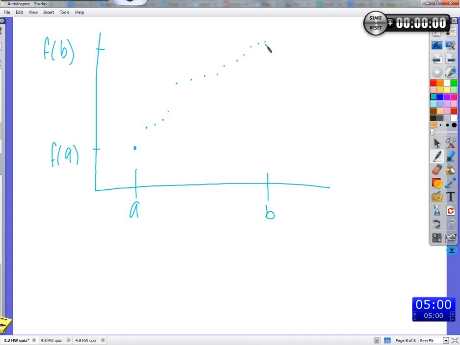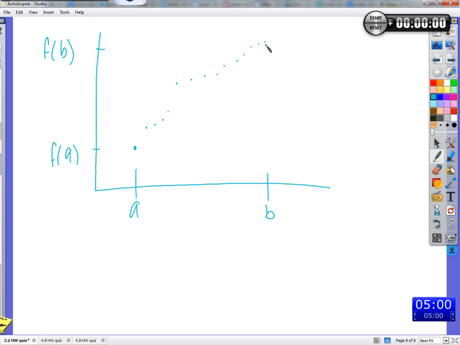Now, without calculus, we wouldn't really have a way to talk about this in terms other than the one we just said, okay? But Julia just put it for us. If it is going up every time it goes right, then we can say with calculus, the slope is always what? Positive. It's always greater than zero, okay?